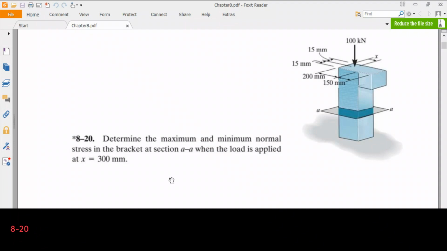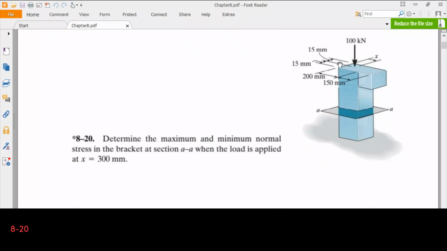So let's begin by solving problem 8.20. The question is like this: determine the maximum and minimum normal stress in the bracket at section AA when the load is applied at x equal to 300 millimeters. So we have a bracket as seen in the figure. It has a rectangular top part, and the bottom part, the column, is also rectangular. We are asked for the stress in the lower part, so in the support.